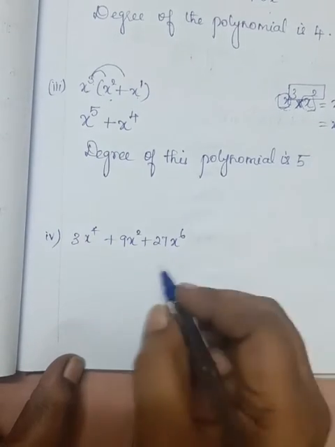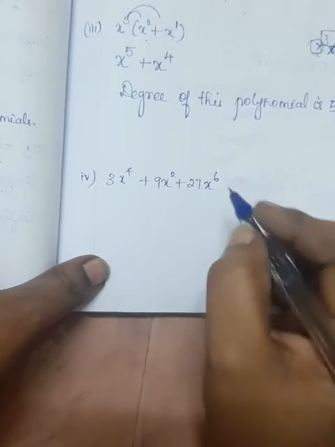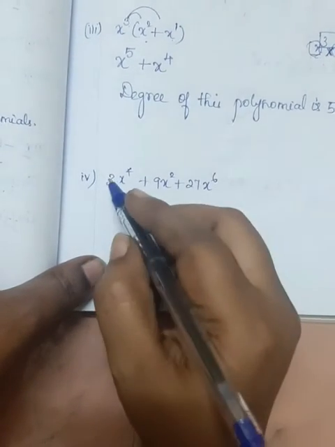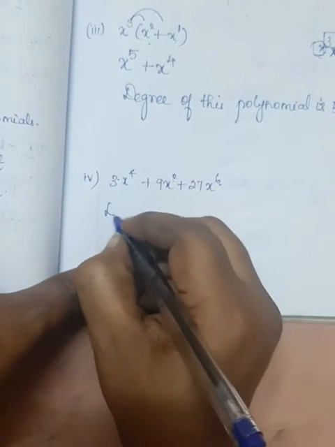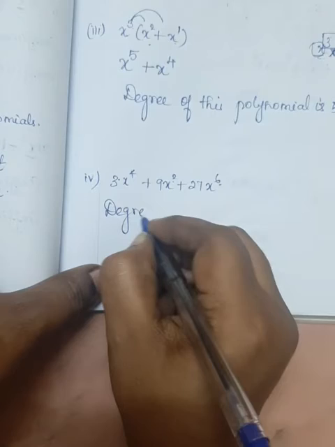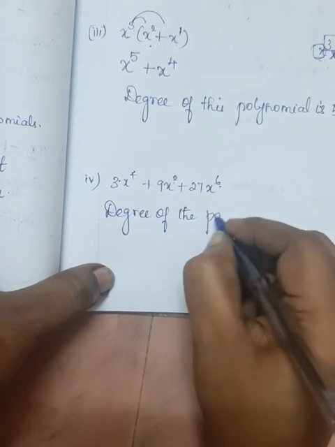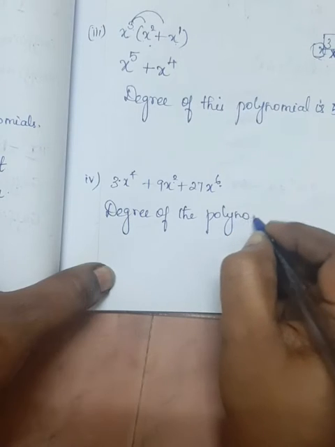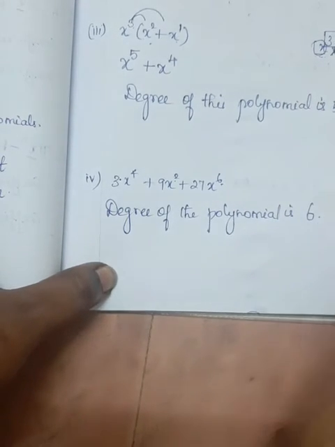Okay, so now let's see the fourth subdivision. So already it is given as a polynomial form. So now see here, which is the highest power, 4, 2 or 6. 6 is the highest power, right? So degree of the polynomial is 6. Is 6 is the answer.